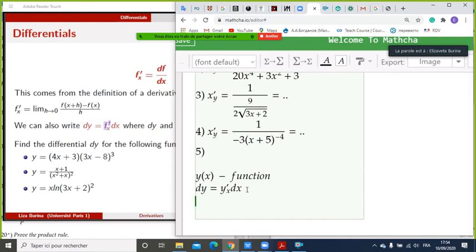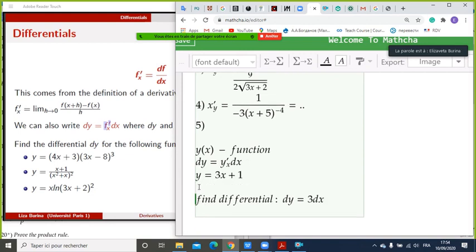So, for example, y equals 3x plus 1. When I say find the differential, what I mean is write this: dy equals the derivative with respect to x, which is 3, times dx. We don't add any new techniques here. We just add a different way of first writing it, calling it, and a different notation.